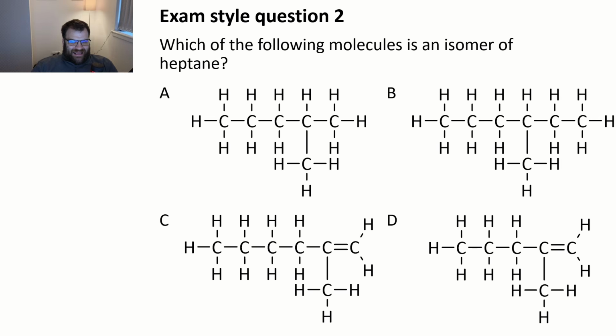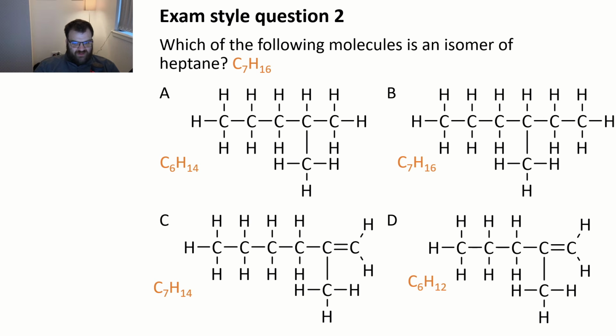In this one, we're asked about heptane. Hept is 7 carbons. Alkanes are CnH2n+2. That means we're looking for C7H16. So one of the things we can do quite quickly is to count up the numbers of carbons and hydrogens that we've got.